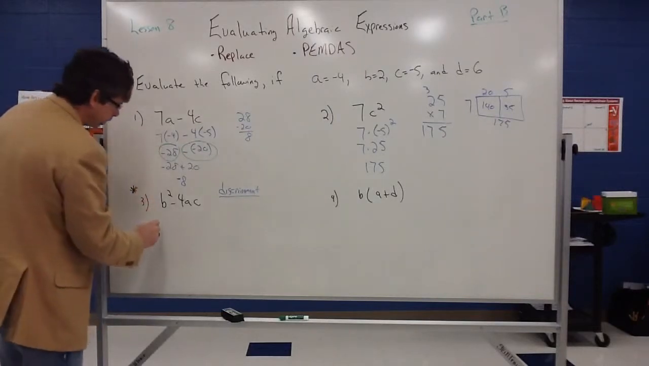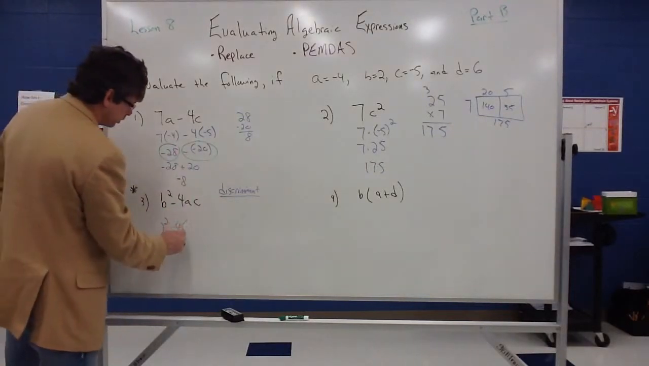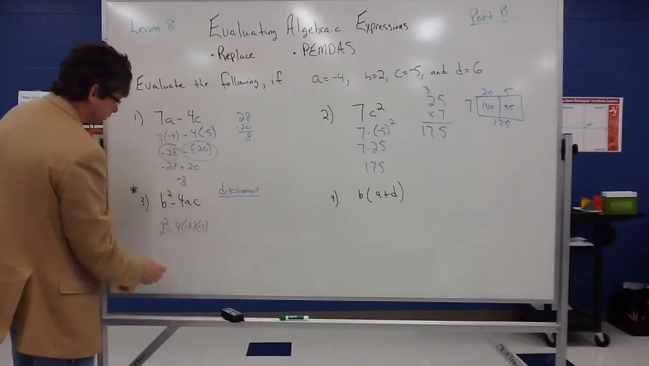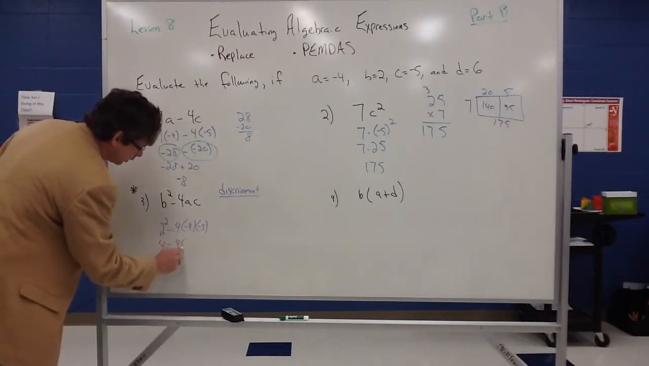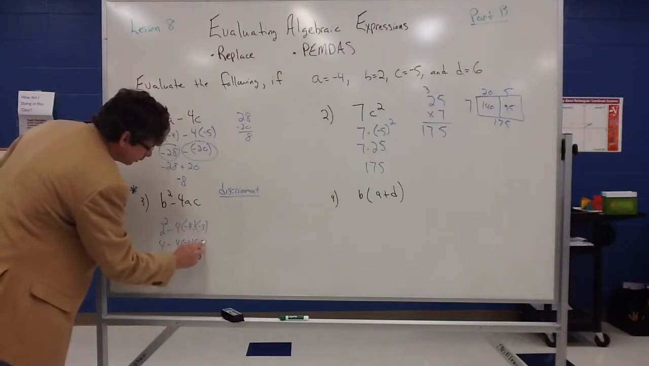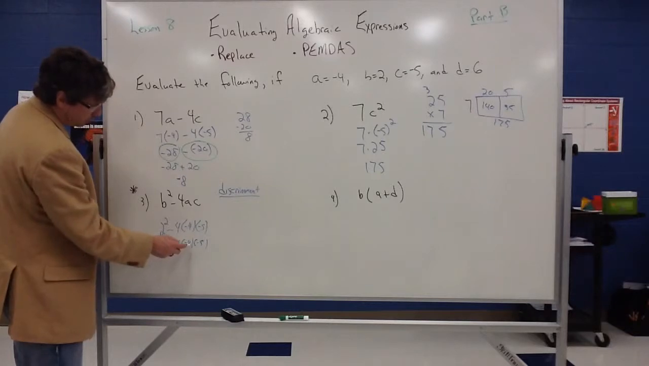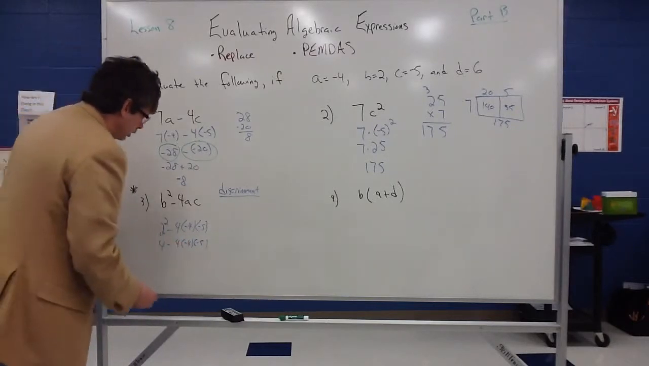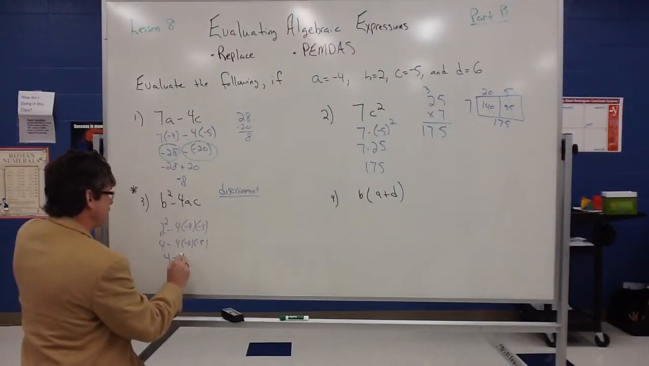So b squared, we replace the b with the 2. We have 2 squared minus then 4 times a, which is a -4, times c, which is a -5. So we have to evaluate exponents. So that's going to be 4 minus then 4 times -4 times -5. Then we got to multiply. 4 times, well actually I'm going to go 4 times 5. That looks a little bit easier. 4 times 5 is 20. 20 times 4 is 80. So we should see 4 minus 80.